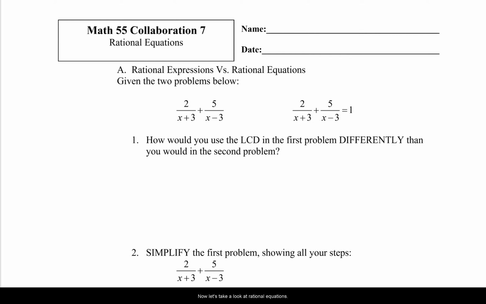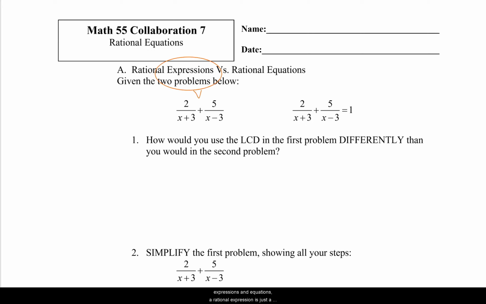Now let's take a look at rational equations. In the previous video, we looked at fractions in an equation and showed how we could use the least common denominator to clear the denominators in the equation and create a much simpler equation to work with in order to solve for our variable. Quick reminder in regards to expressions and equations.